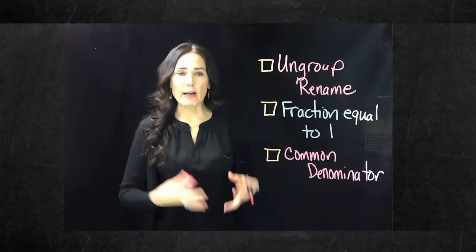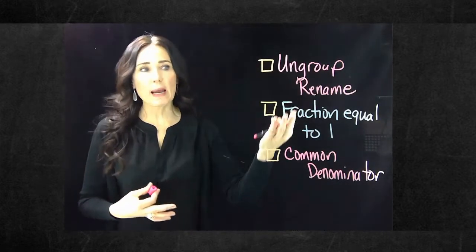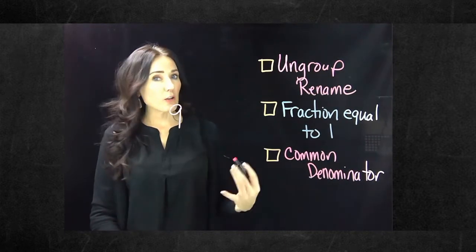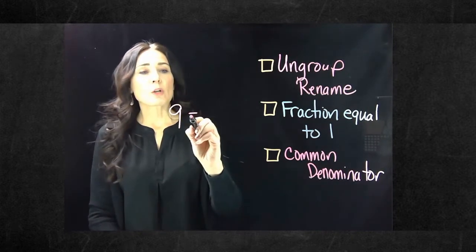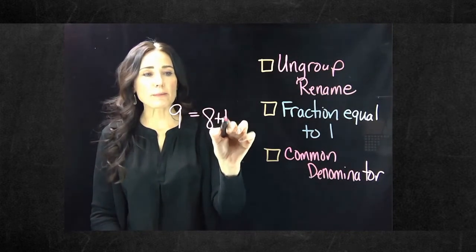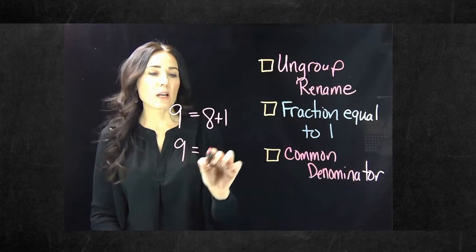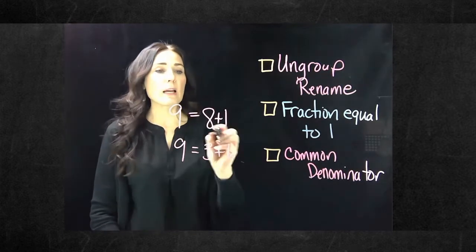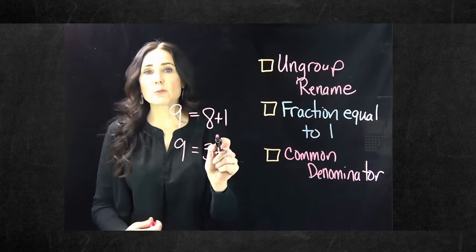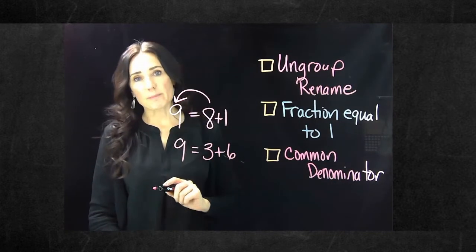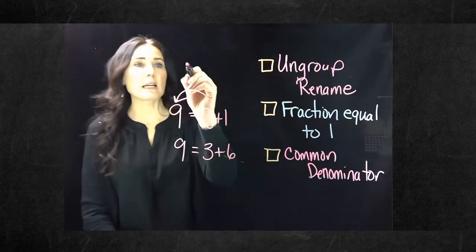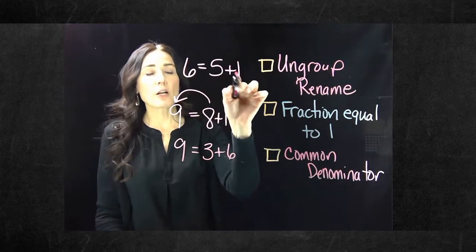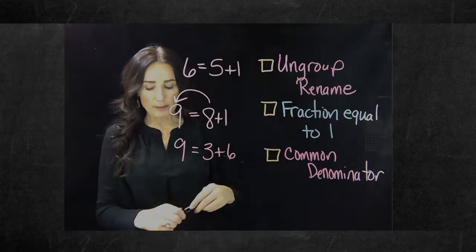Okay, so before we get into our actual problem, let's talk a little bit about ungrouping and renaming. So let's think about the whole number 9. Now we know that another way of ungrouping 9 could be saying 8 plus 1. Or you could say 9 equals 3 plus 6. But for what we're doing today, we always want to make it equal to 1 plus whatever equals 9. Or maybe our number is 6. If we were to ungroup that, we would say 5 plus 1. So that's what we mean by ungrouping.